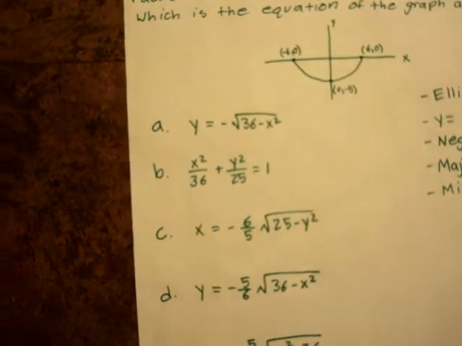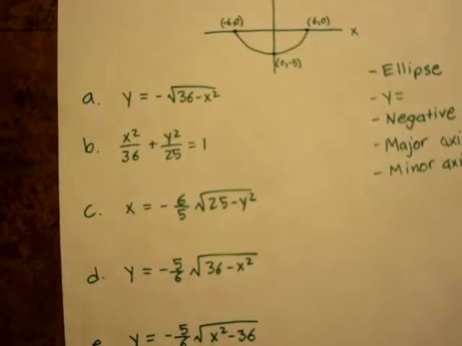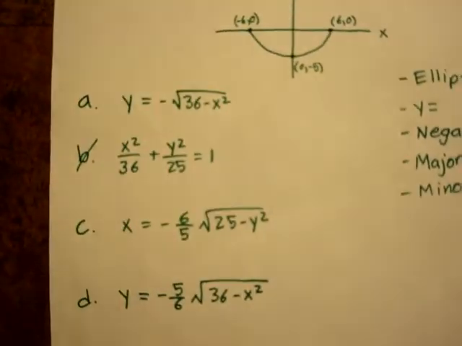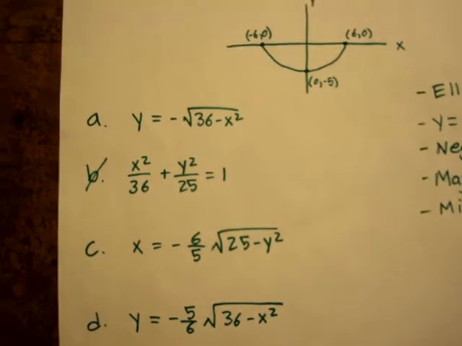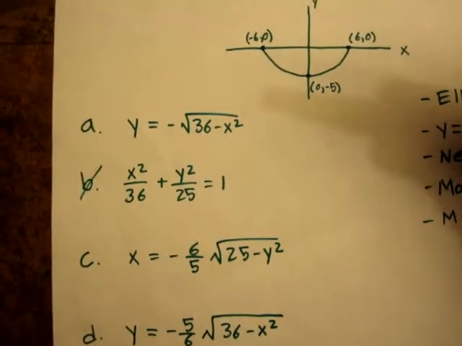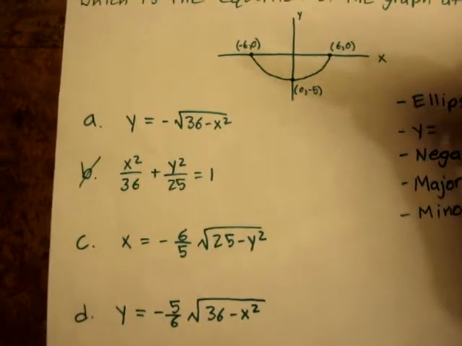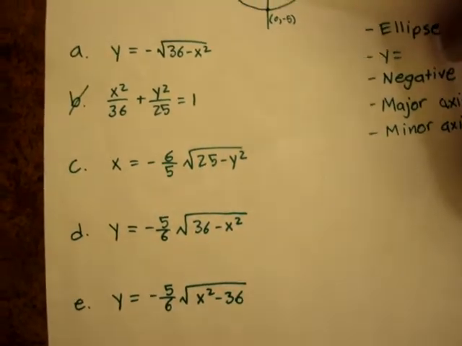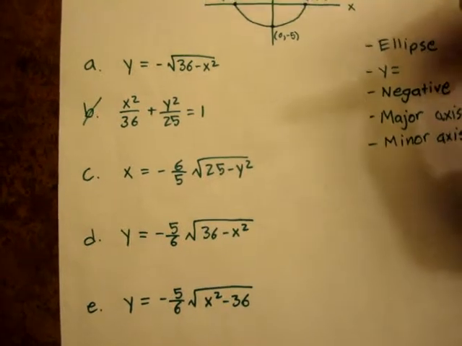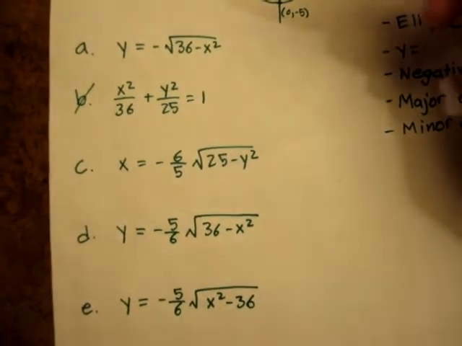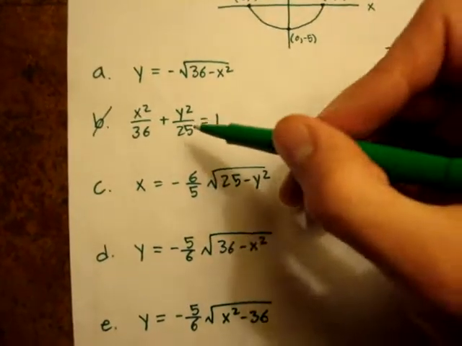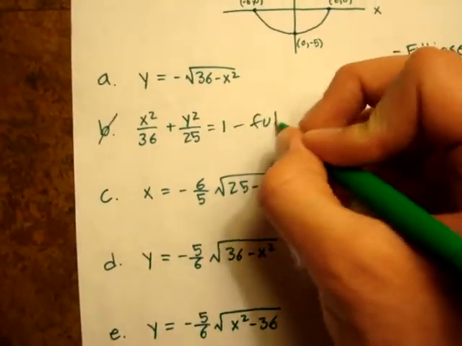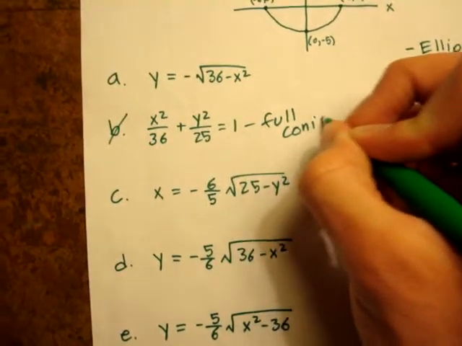So right away, we can cross out B. B is not correct because that equation would give us the full conic, not the partial, because it has both x and y on the same side of the equation. This is the standard form of a conic, so it is wrong because it is a full conic.